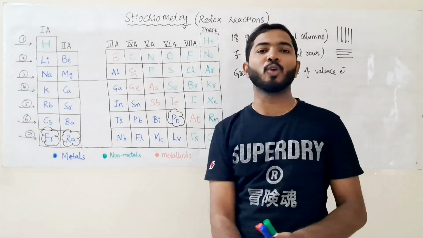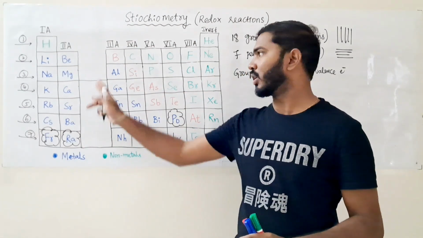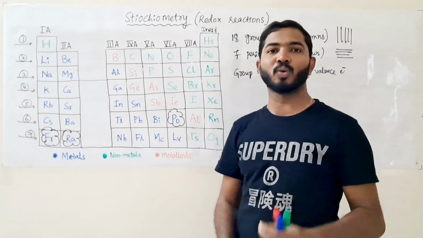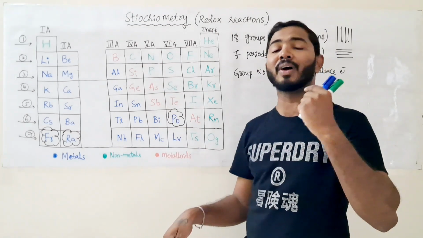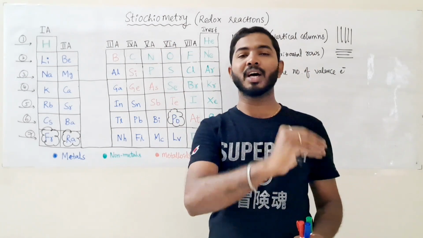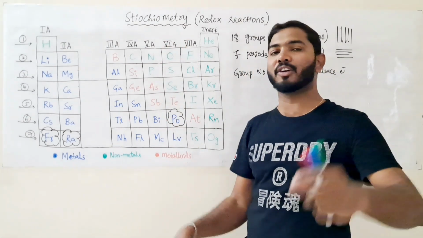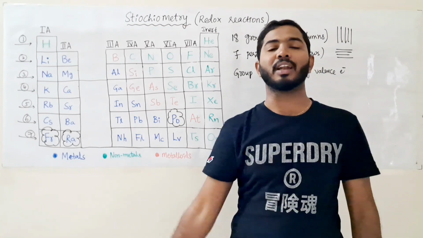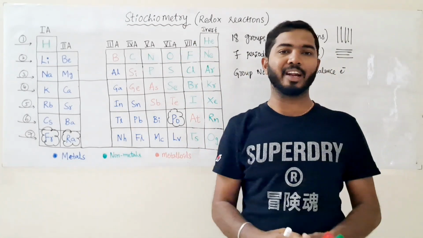All the first A group elements will have 1 valence electron. All the second A group elements will have 2 valence electrons. Third A group elements 3 valence electrons. Fourth A group elements 4 valence electrons. Fifth A group elements 5 valence electrons. Sixth A group 6 valence electrons. Seventh A group 7 valence electrons, and noble gases 8 valence electrons.